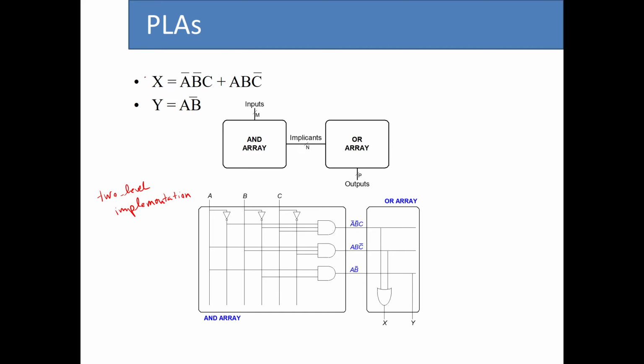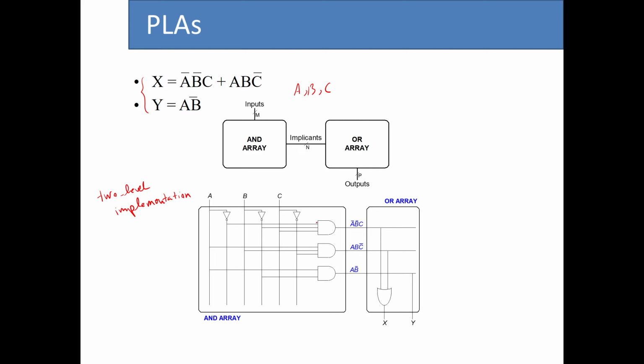Let's say we want to create these two functions: x equals a bar b bar c plus a b c bar, and y equals a b bar. By looking at these two functions, you realize that we have three inputs, a, b, and c, and only two outputs, x and y. We have three implicants: one is a bar b bar c, the other is a b c bar, and the last is a b bar. So we have a, its complement, b, its complement, and c and its complement.